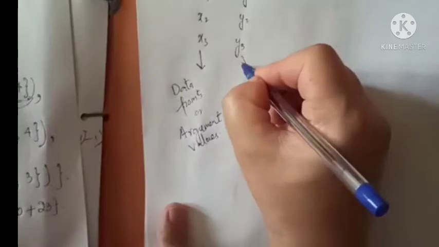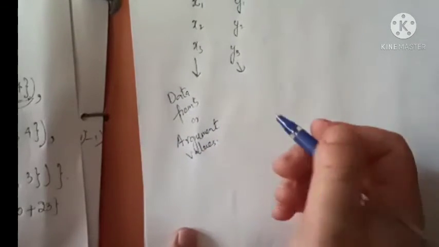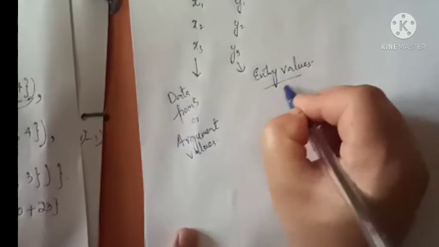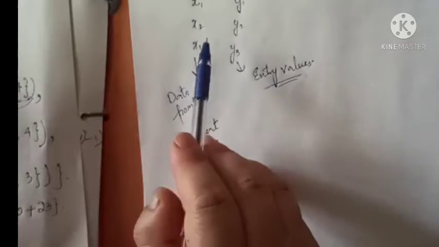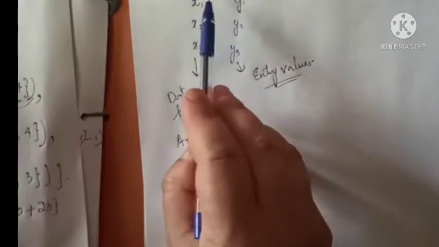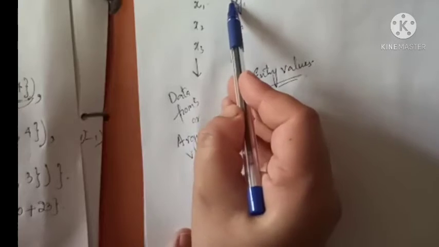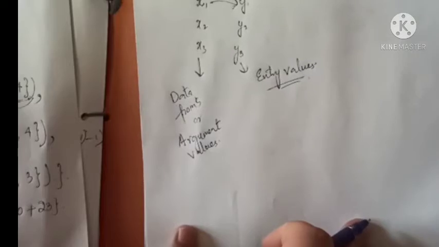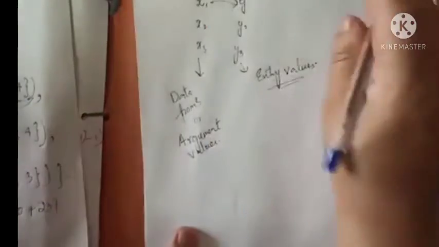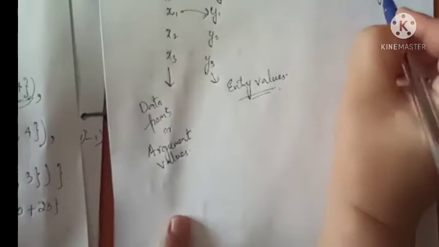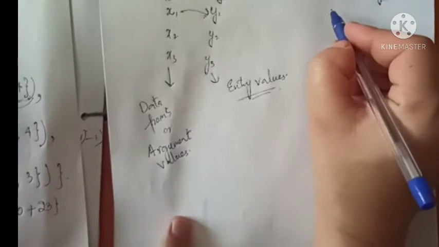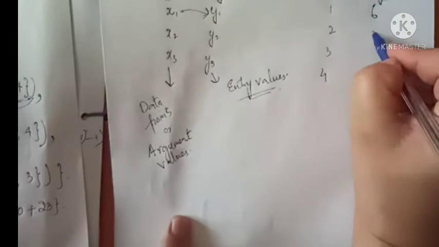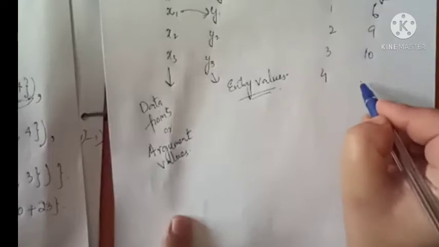All the dependent variables are called the entry values. And it's very important that opposite to every argument value there is its own associated entry value. For example, I will give you an example: say x and y, say I have x values like 1, 2, 3 and 4, and say the y values are 6, 9, 10 and 12.